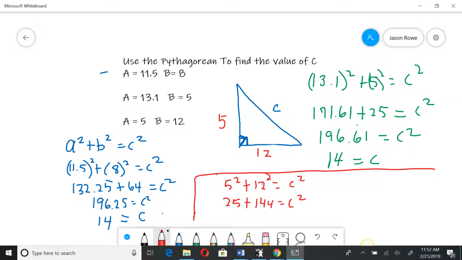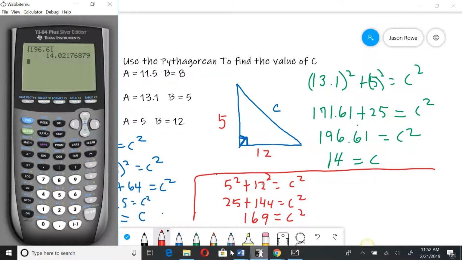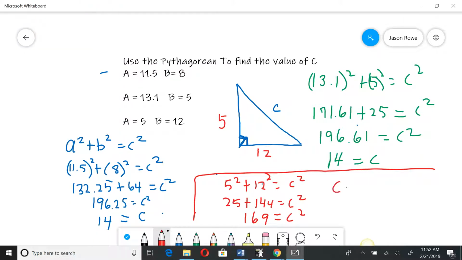We're going to add these together. That's 169. And then we're going to take the square root of 169. If you don't know this one, it's a perfect square. So second, x squared, 169. Just so you know, some of these do work out to be whole numbers. So there you go. That's how you find the missing hypotenuse. So just follow those procedures.